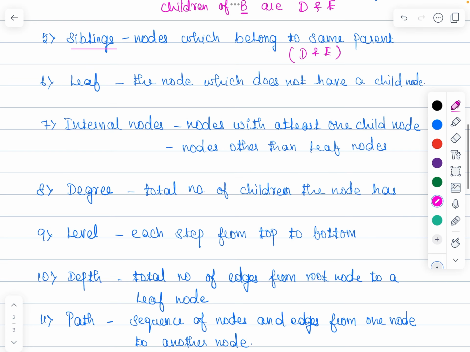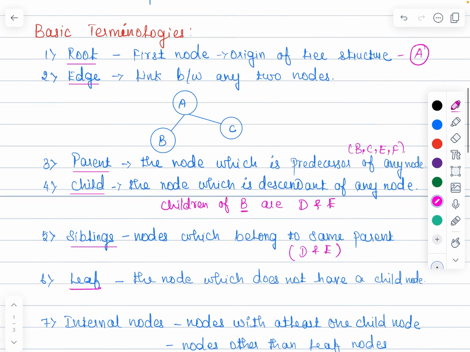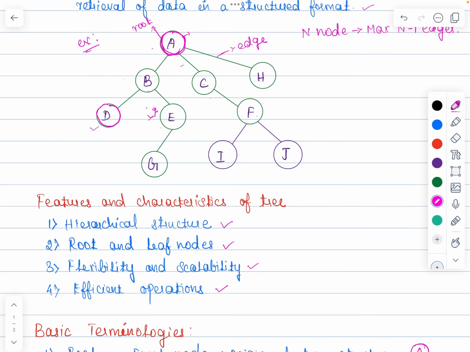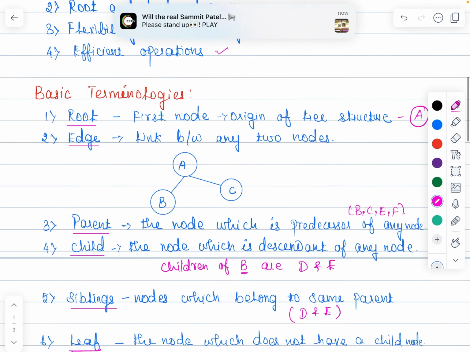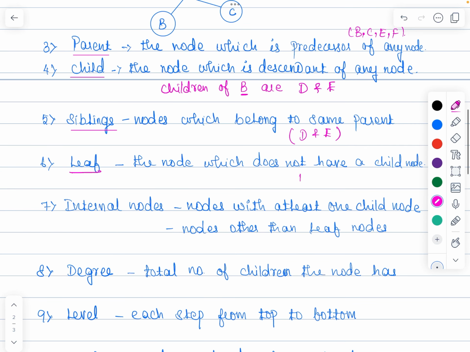And the next terminology is a leaf node. The node which does not have any child node, or the node with 0 degree, we call it a leaf node. Simple. If you check here, the node D is a leaf node because it does not have any children. G also is a leaf node, I is a leaf node, J is a leaf node, and H is also a leaf node. The nodes which do not have any children, D, G, I, J, H, these are the leaf nodes.